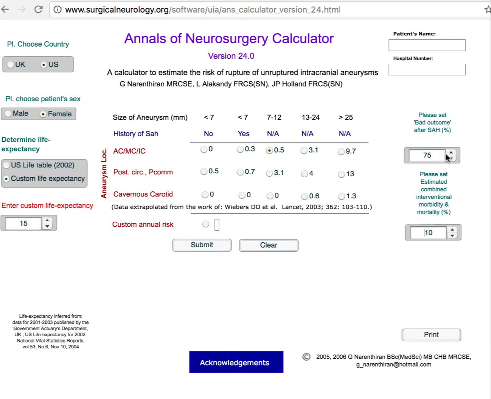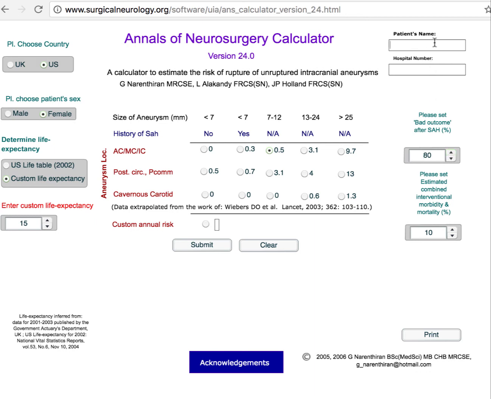Let's say we have 100 patients and all 100 have rupture of an aneurysm. This dial is the proportion of patients who, after rupture of an aneurysm, are definitely going to have an adverse outcome. In the paper by the Newcastle team, they set it at 75%. Once again, you can make it 80% if you want, and you can go up and down to model it.